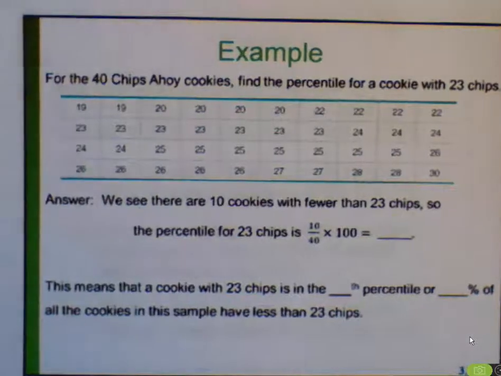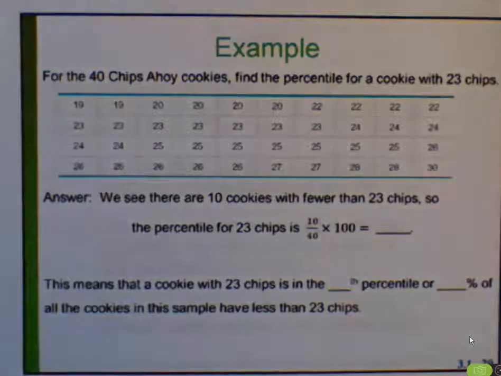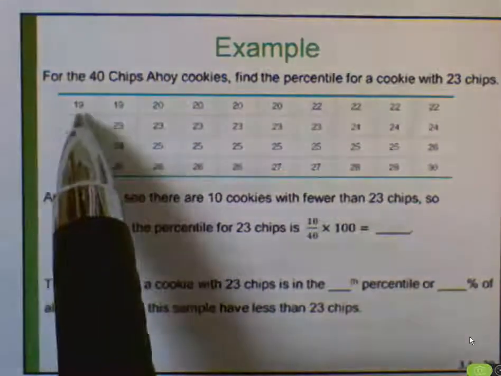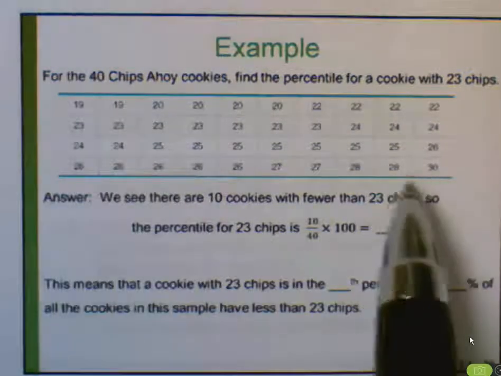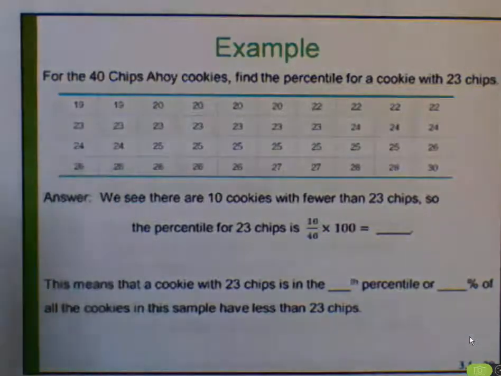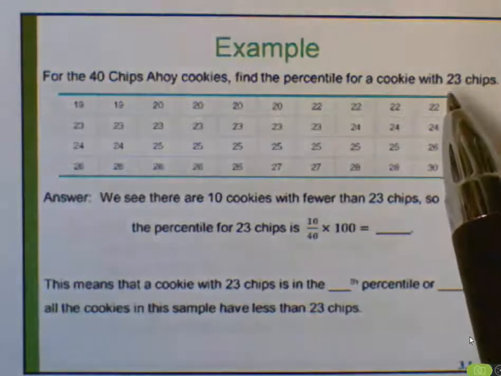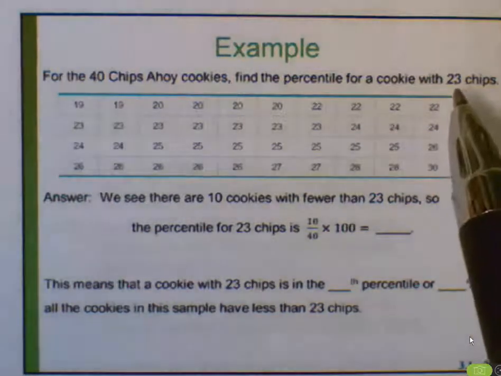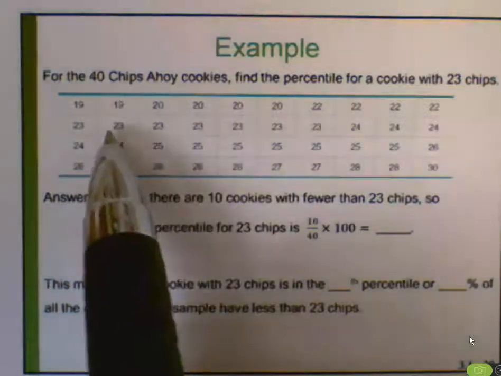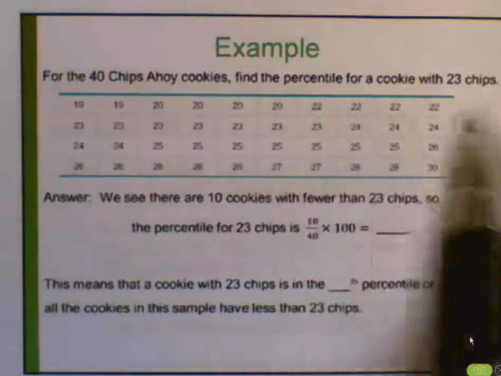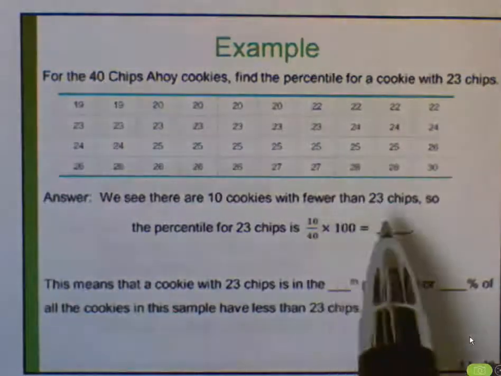For example, this is a table that gives the number of chocolate chips in 40 Chips Ahoy cookies. It looks like they're sorted and range from 19 chips per cookie to 30 chips per cookie. So if we're looking for the percentile for a cookie with 23 chips, we would need to count the number of cookies that had less than 23 chips. Less than 23 chips would be everybody on this first row. 1, 2, 3, 4, 5, 6, 7, 8, 9, 10 cookies had fewer than 23 chips.